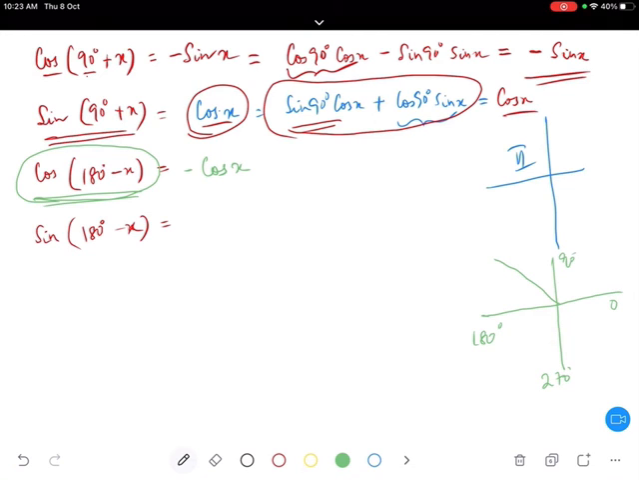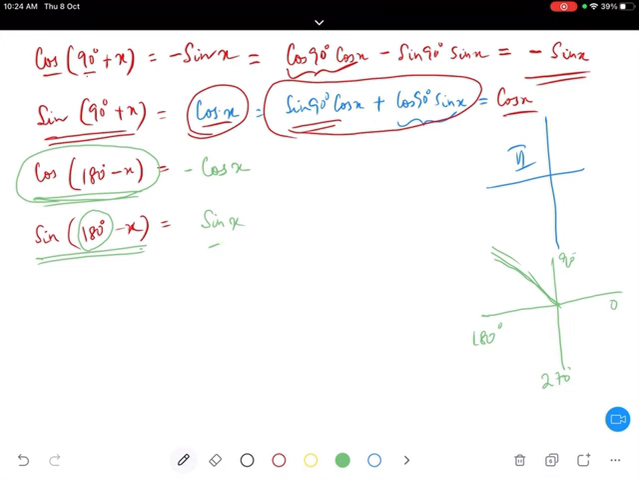As a last one, tell me this one. Sine 180 minus x is equal to what? How much is that? Again, it's an even multiple of 90, so sine will remain sine. And 180 minus x is in the second quadrant again, and in the second quadrant, sine is positive. So the answer will be just sine x.